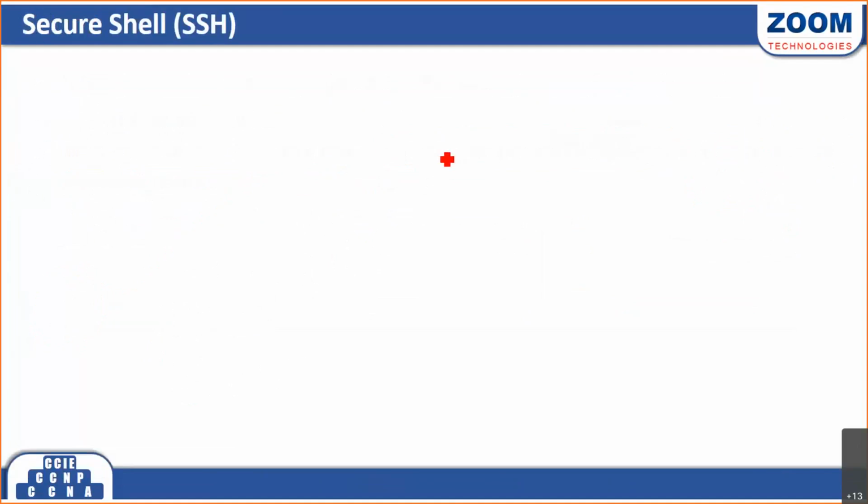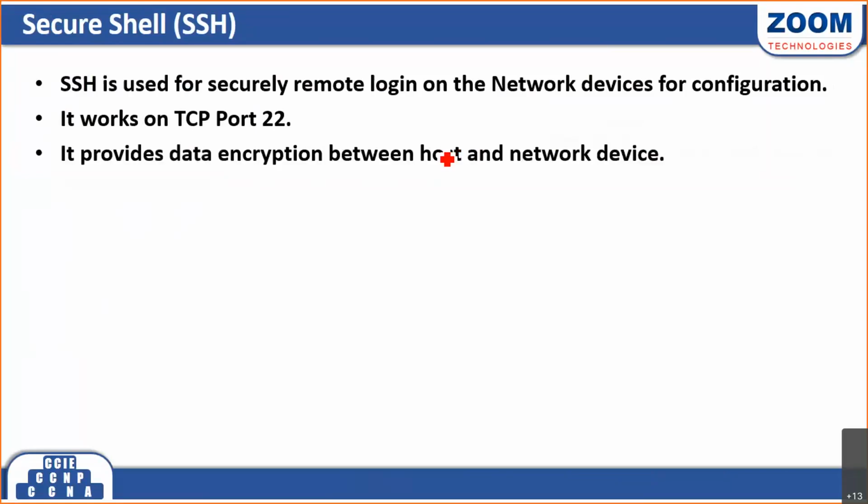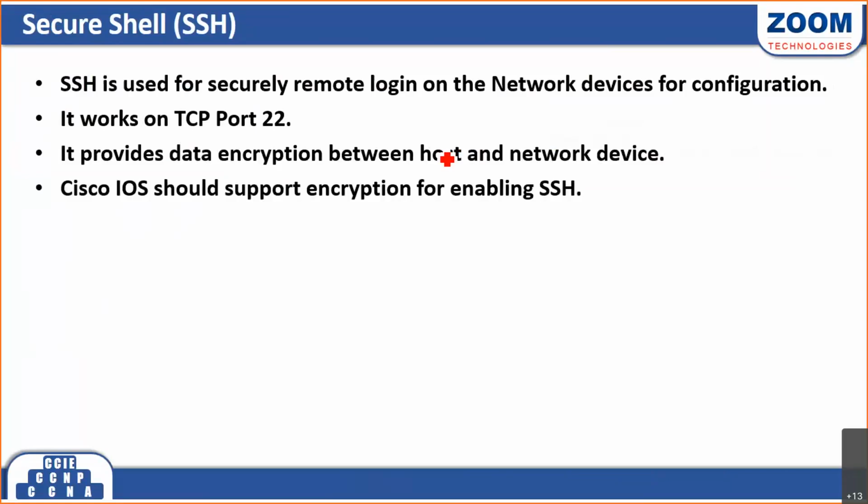Then the secure remote login protocol is SSH, Secure Shell. SSH is used for secure remote login on network devices for configuration. It works on TCP port number 22. It provides data encryption between host and network device. Complete data is encrypted. The main thing is Cisco IOS should support encryption for enabling SSH.